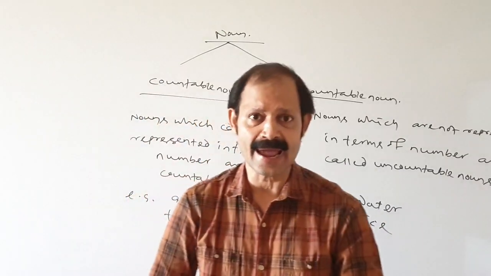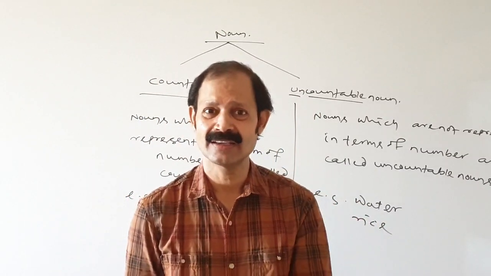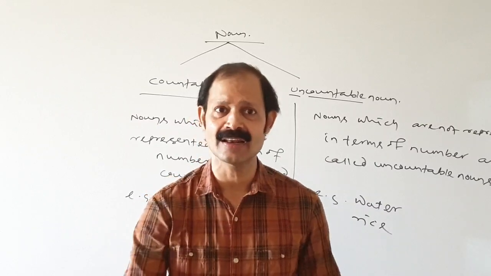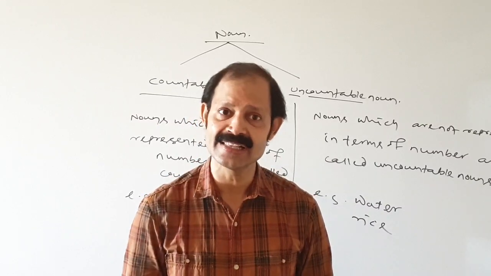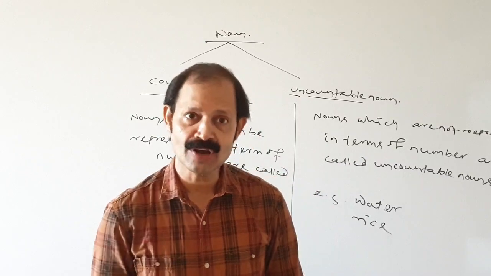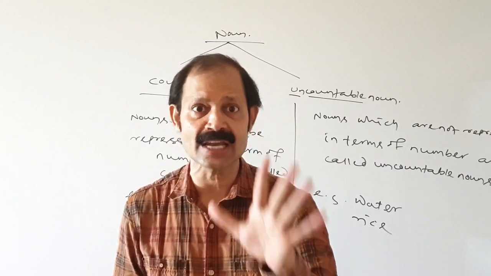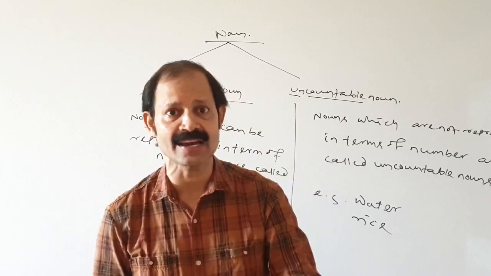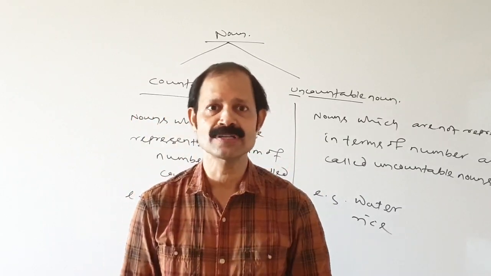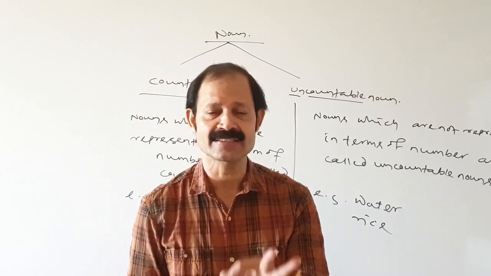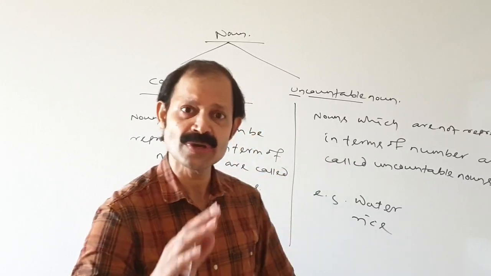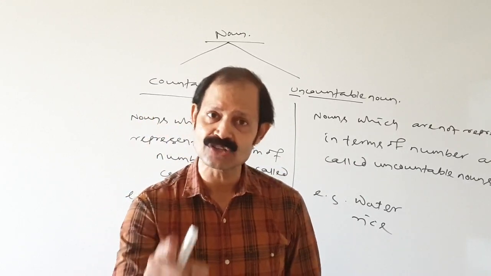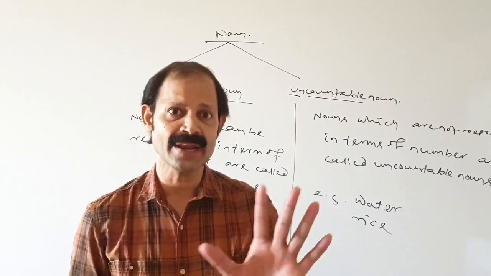In the introduction, I told you that in the sky a lot of stars are there. Stars cannot be counted, still it is a countable noun. Why? Because we say 1 star, 2 stars, 5 stars, 7 stars. In the great Orion there are 7 stars. In Saptarshi Mandal, there are 7 stars. Because we count them in terms of number, it is a countable noun.